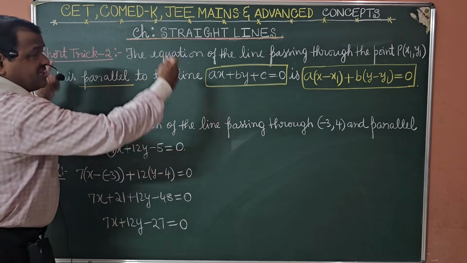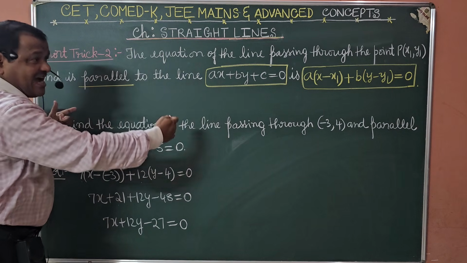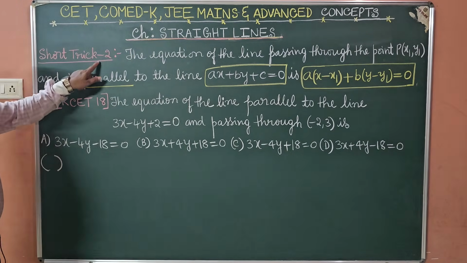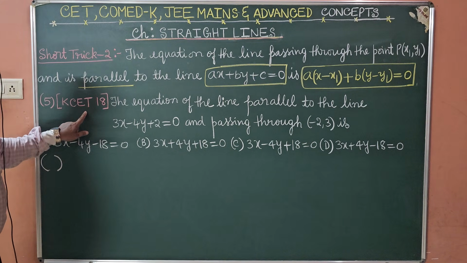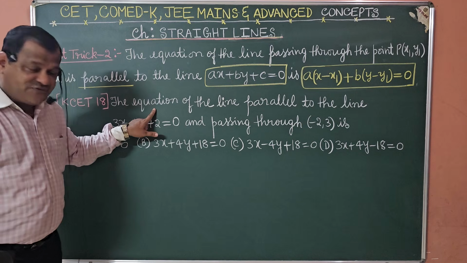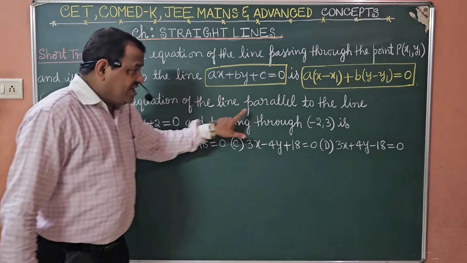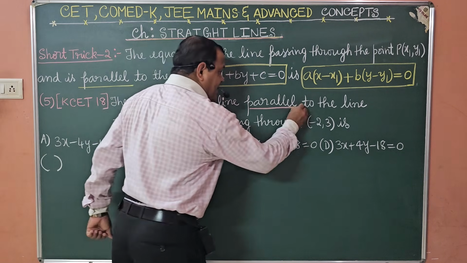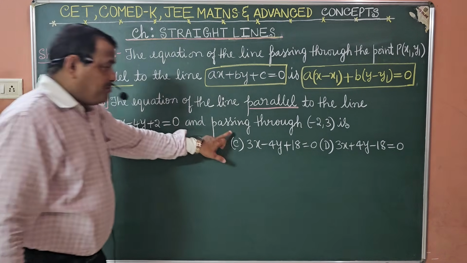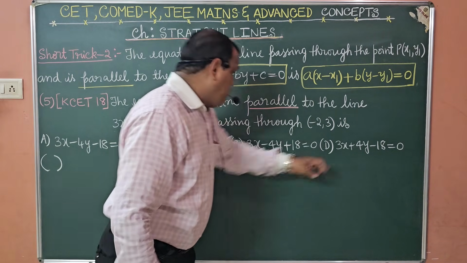So please register in your mind the short trick and watch the video carefully. So, dear students, using this short trick too, here we have a question from 2018 CET. First read the question carefully. The equation of the line parallel to the line 3x minus 4y plus 2 equal to 0 and passing through the point minus 2, 3 is.